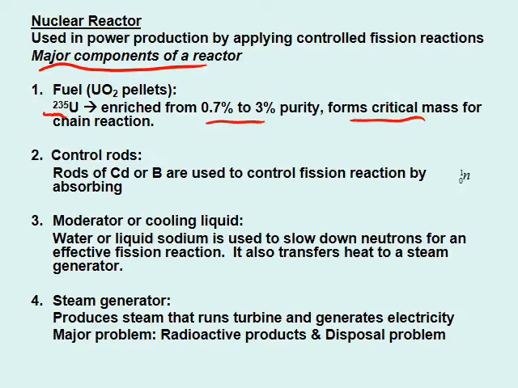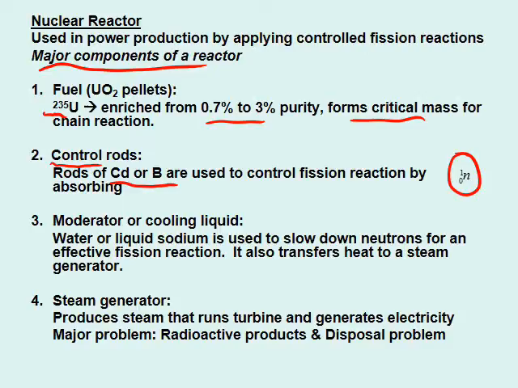Second component is control rods. These are rods made up of cadmium and boron that are used to control fission reaction, and they absorb neutrons. Remember, neutron helps in this chain reaction. So if something absorbs neutron, that means it's going to stop the nuclear reaction.